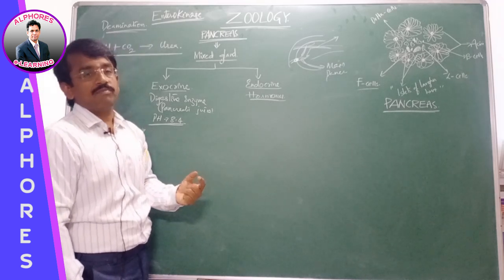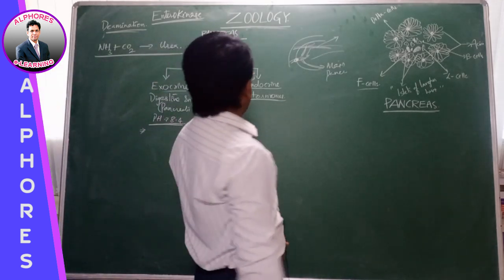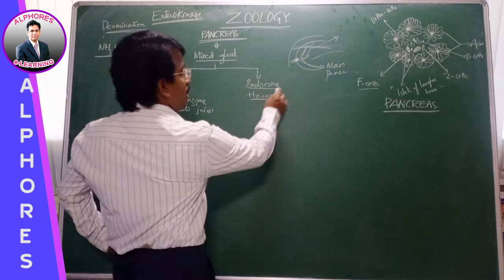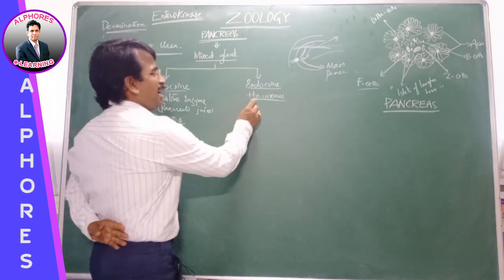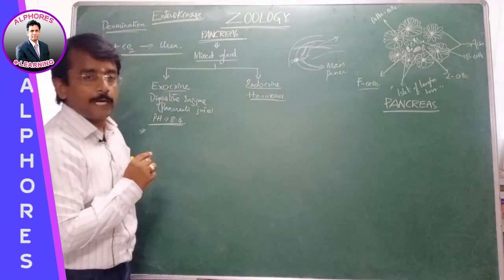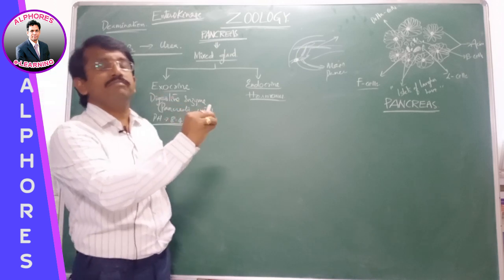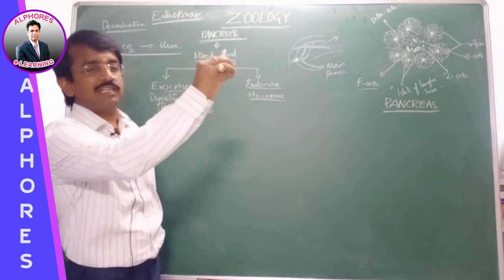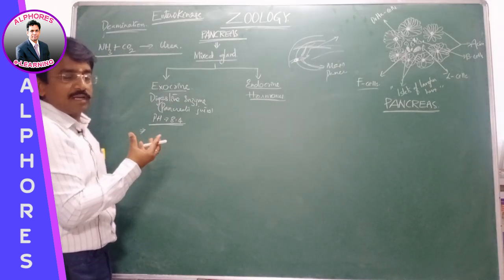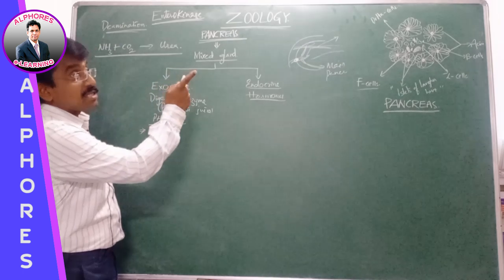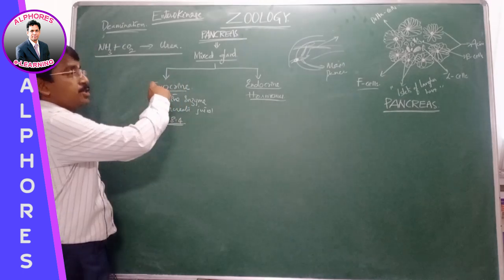Carbohydrate digesting. Next, the endocrine part. The endocrine part is named the islets of Langerhans. Basically, these islets of Langerhans are the endocrine part. Endocrine means which do not have the duct. Here the exocrine part, or exocrine gland, has a duct. By its pancreatic duct, it releases its secretions into the duodenum.